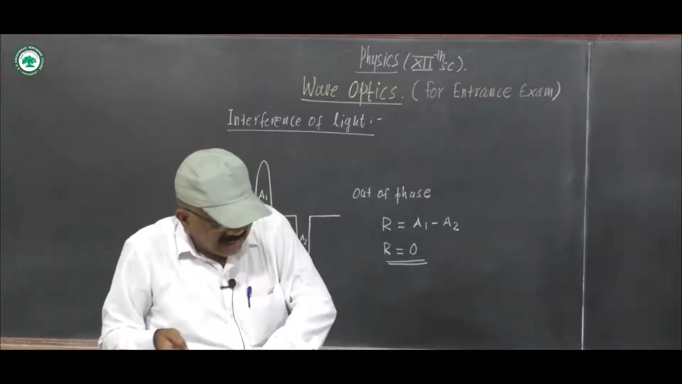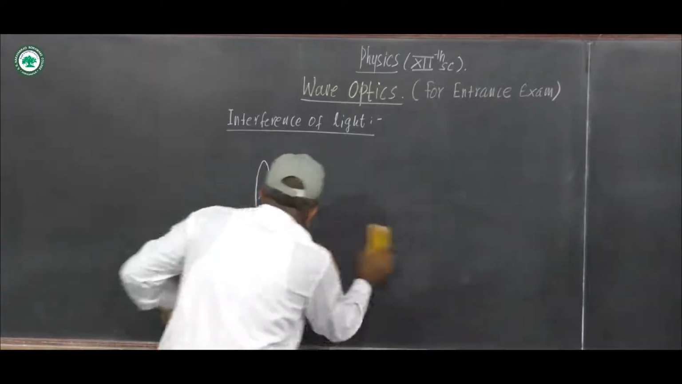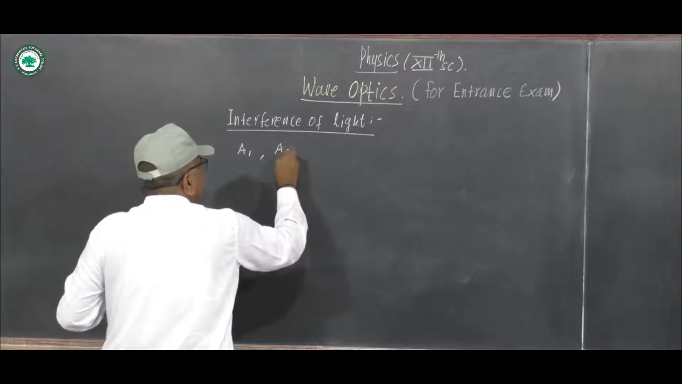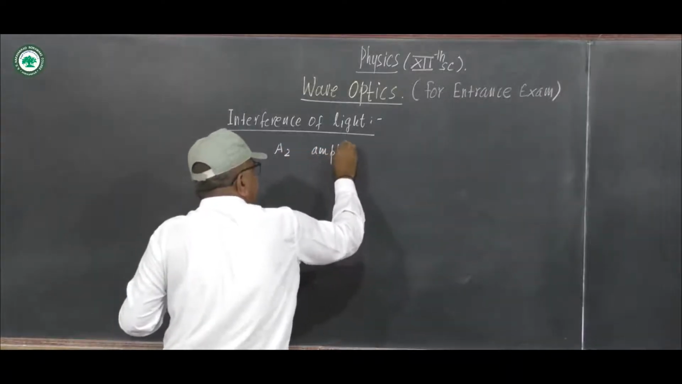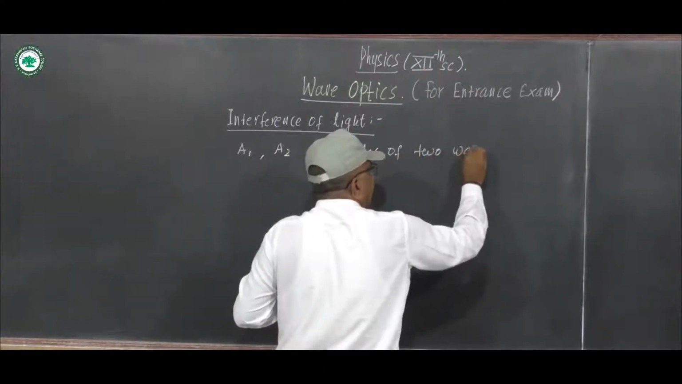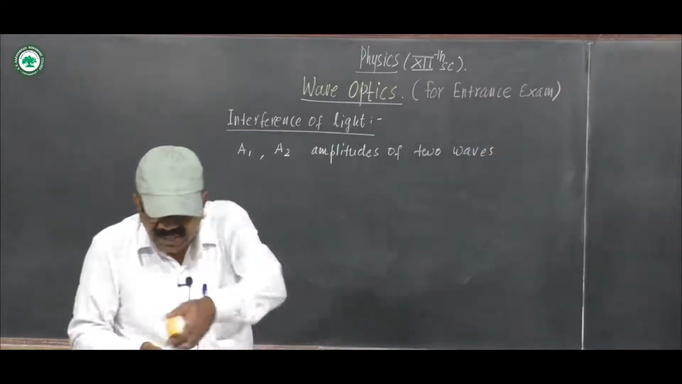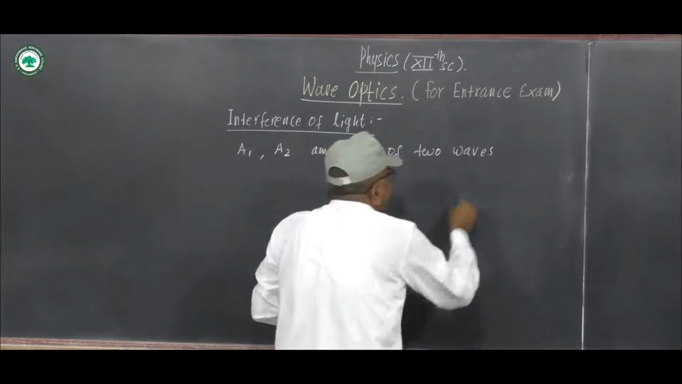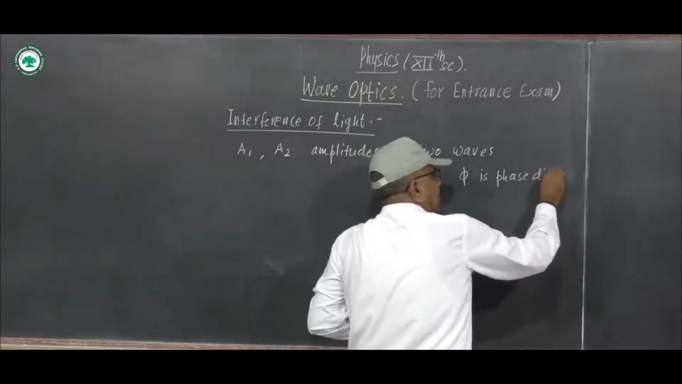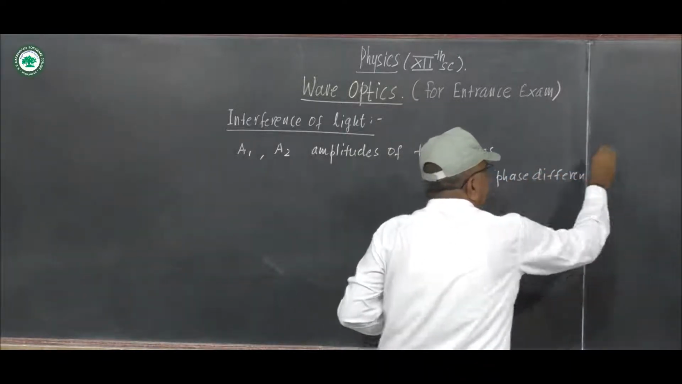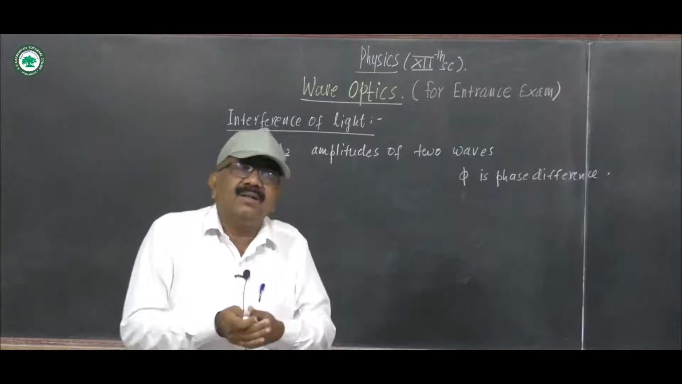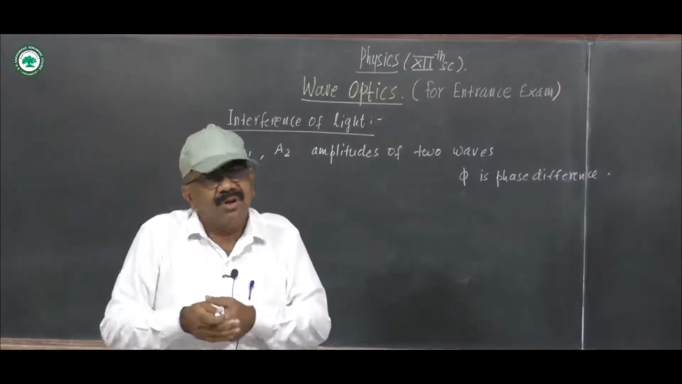Now, if A1, A2 are amplitudes of the two waves in the interference, and phi is the phase difference between them. If they are in the same phase, we add the amplitudes. If they are out of phase, we subtract the amplitude or displacement.